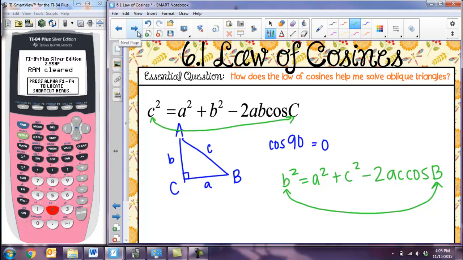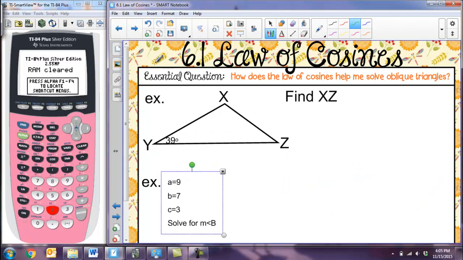So let's go through some examples. The first one right here, they give me a nice little picture, and they probably should tell me some side lengths, so I'm going to go ahead and put those side lengths in that I can see and you can't see. Okay, so we have triangle XYZ. We know that this side is 7, this side is 5, and then the angle between them is 39 degrees, and we want to find XZ.